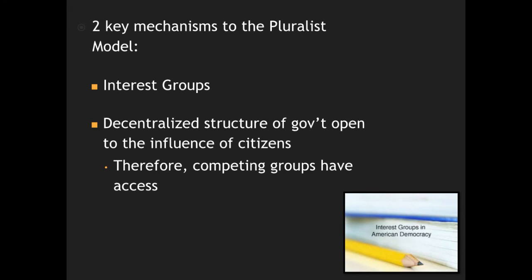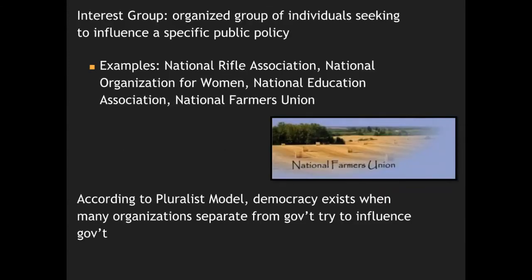And even though we have a strong central government at the federal level, there are different capacities in which that government can be influenced. Individual senators, individual congresspeople. The entire bureaucracy can be influenced through interest groups: the Department of Defense, the Department of Education, the Department of Transportation. All of these areas are able to be influenced by interest groups.